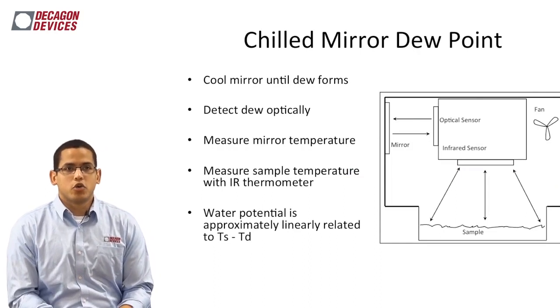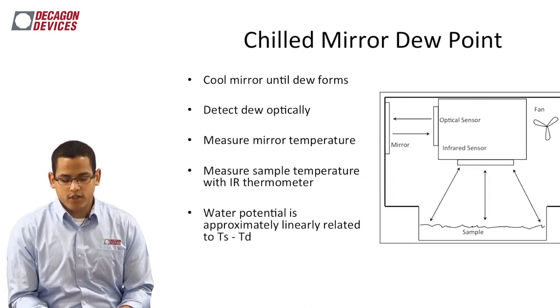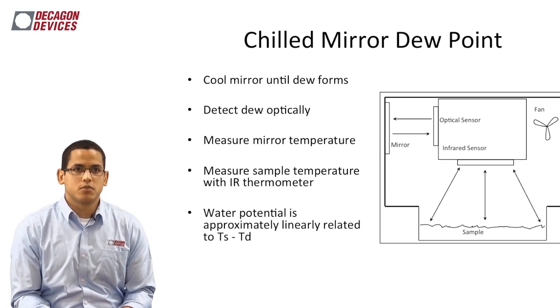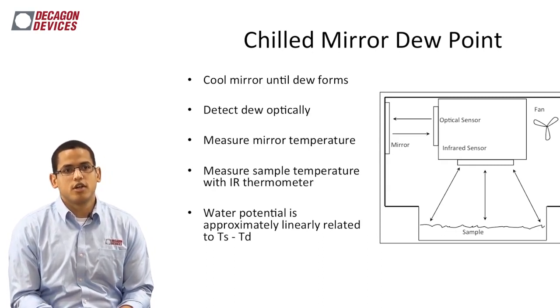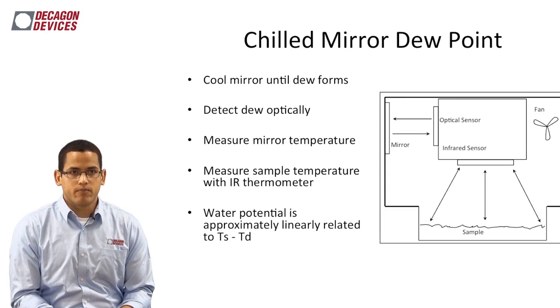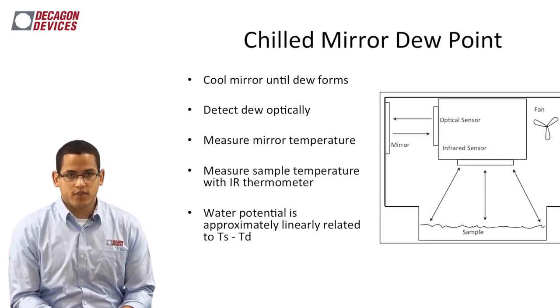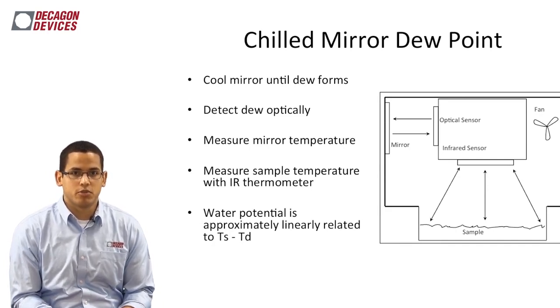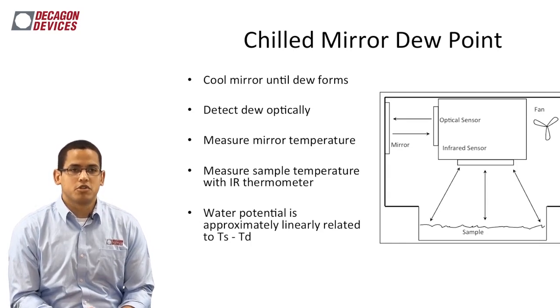Okay, now we'll go into the chilled mirror dew point technique. Essentially what we're doing with the chilled mirror dew point technique is taking a mirror attached to a thermoelectric cooler and warming and cooling the mirror until we reach a dew point, and measuring the formation of that dew with an optical sensor. What that gives us, by doing this with a sample that's coming to equilibrium within that chamber, is the relative humidity of this sample.